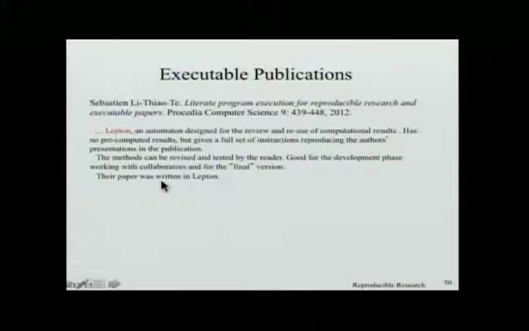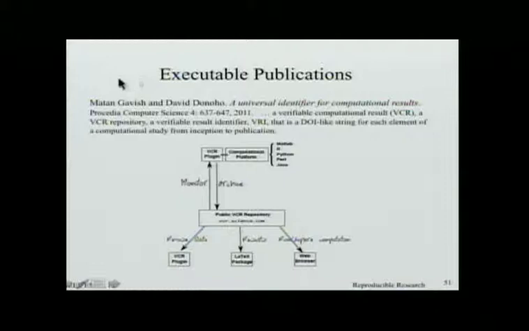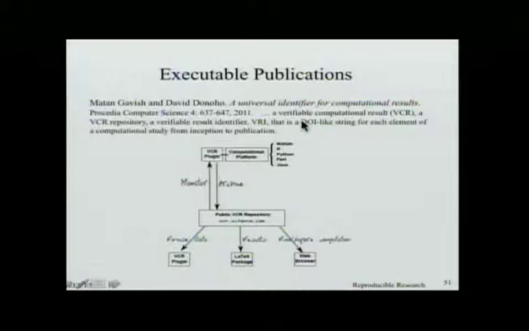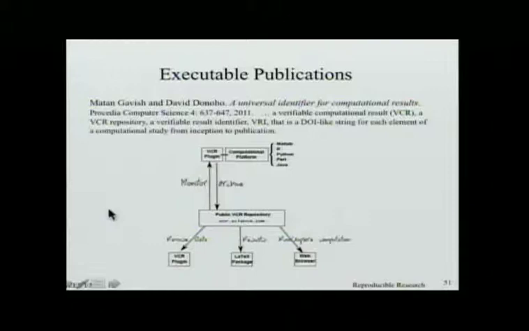Not bad. Here's another one from Matan Garvish and David Donahoe. A universal, this is a little different from the executable paper. What he's saying is we need universal identifiers for computational results. They should include a verifiable computational result, a VCR. A VCR repository, the database, is needed, and an identifier, just a code, like a DOI. And so these three things together then provide an executable package that can be stored, identified in a repository, and reproduced.